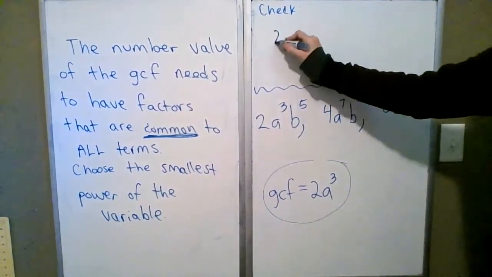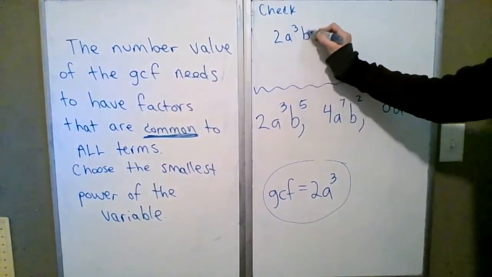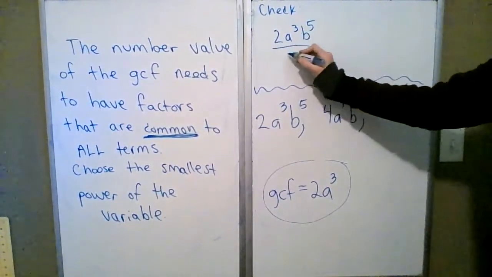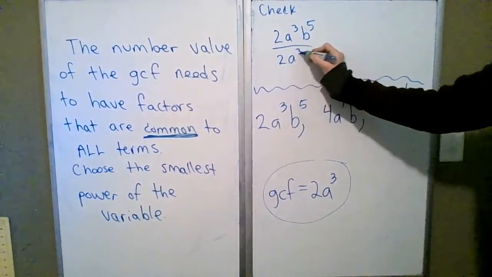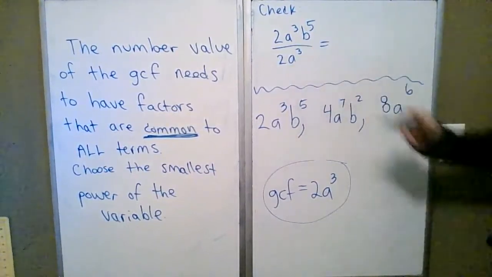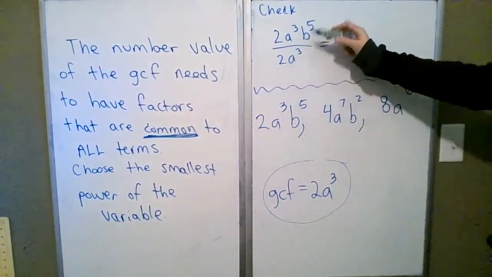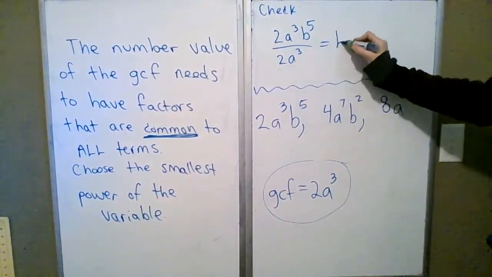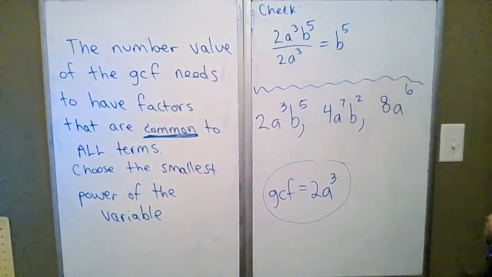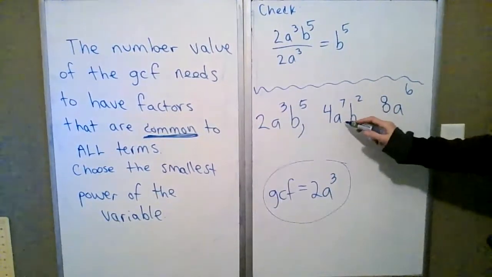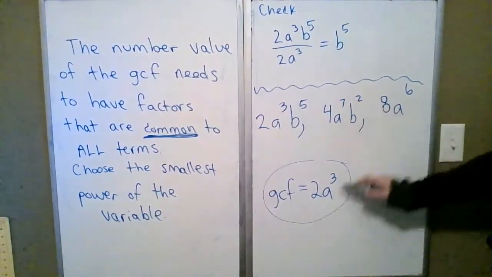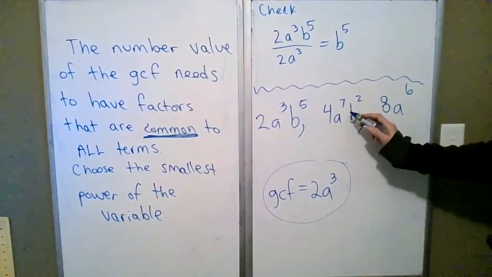Check on 2a cubed b to the 5th divided by 2a cubed. 2 over 2 is 1, a cubed over a cubed is 1, and what's left over is b to the 5th. And take 4a to the 7th b squared. Does this divide into that evenly?